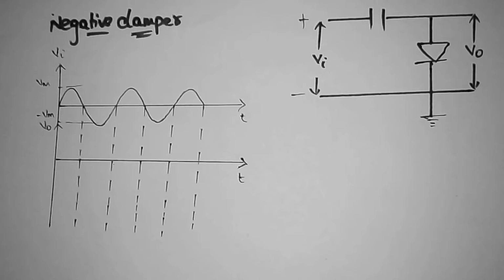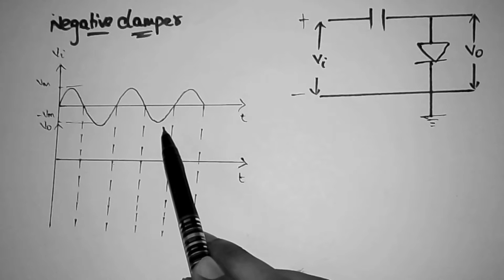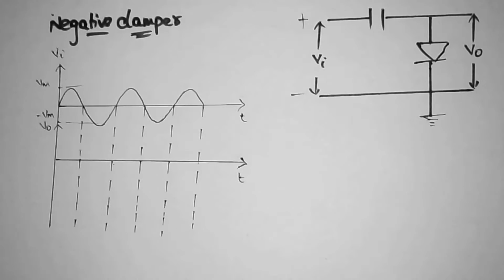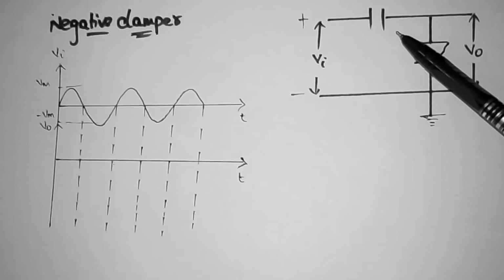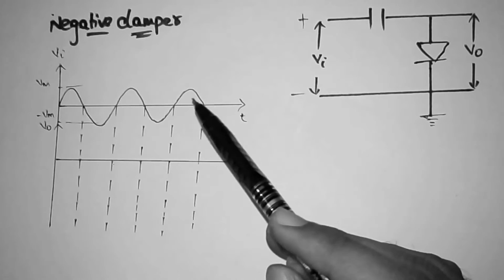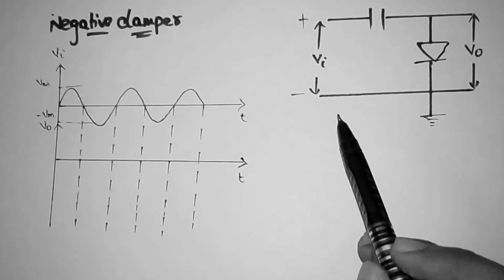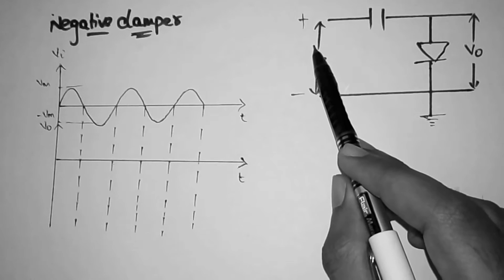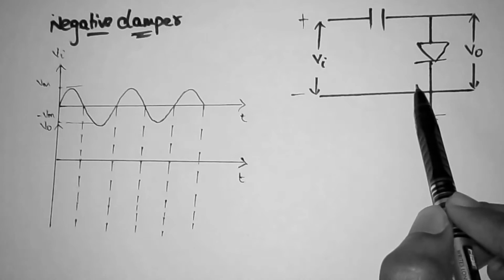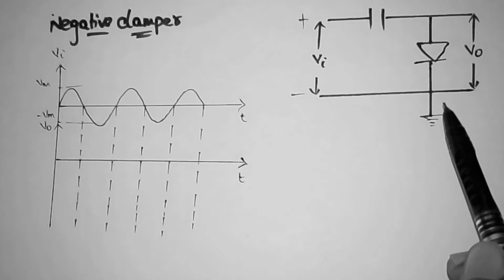Now let's see the negative clamper. In a negative clamper, both the positive half cycles and negative half cycles are clamped to the negative side. A clamper circuit is built by the series combination of a capacitor and a diode, and the output is taken across the diode. In a negative clamper, the positive terminal of the input signal is connected to the anode of the diode and the negative terminal is connected to the cathode of the diode.